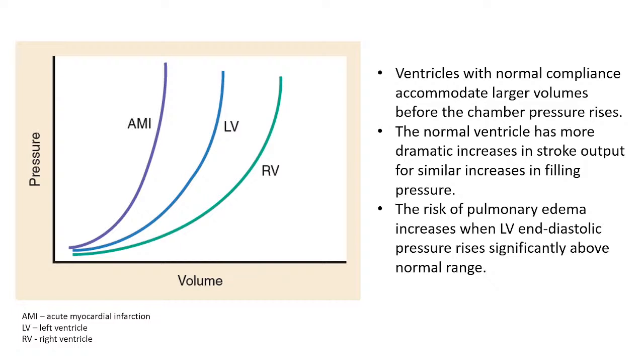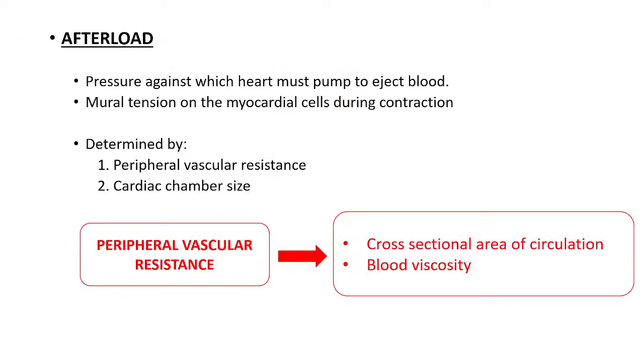So this steep rise in pressure because of the non-compliance of the ventricles predisposes the patient to developing pulmonary edema. Okay. Then coming to afterload. Afterload is basically the pressure against which the heart must pump to eject the blood. Or it can also be described as the tension on the myocardial cells during contraction. And this afterload is determined mainly by two factors, that is the peripheral vascular resistance and the cardiac chamber size.